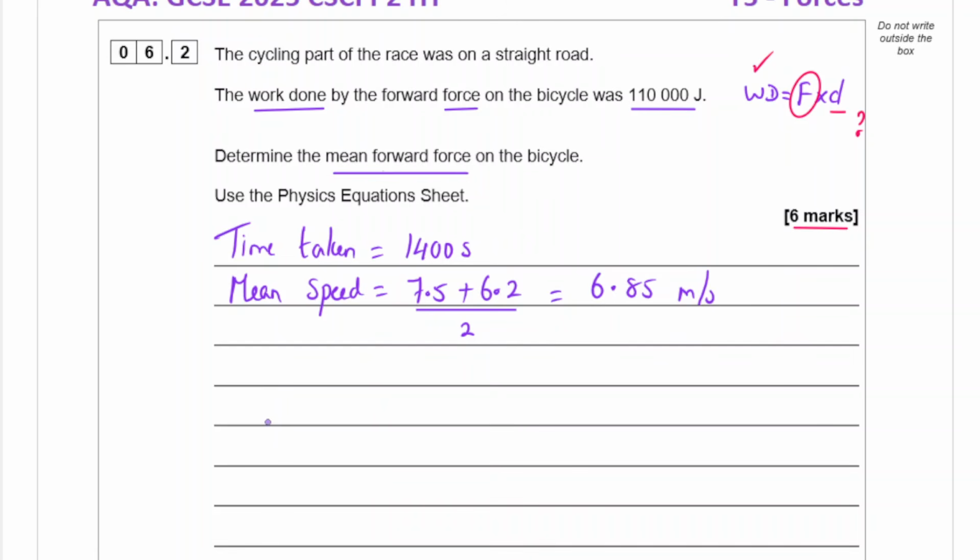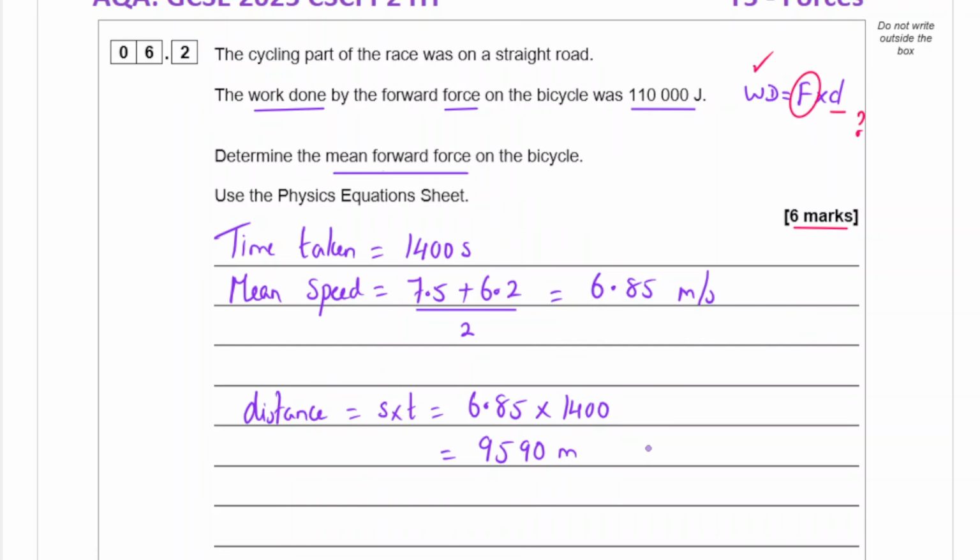So using that, I can use the equation: distance traveled is going to be the speed multiplied by the time, which is 6.85 multiplied by 1400. That would give me 9590 meters.